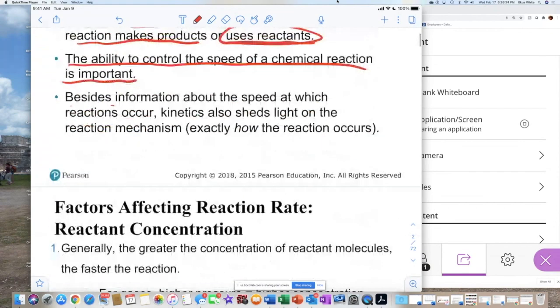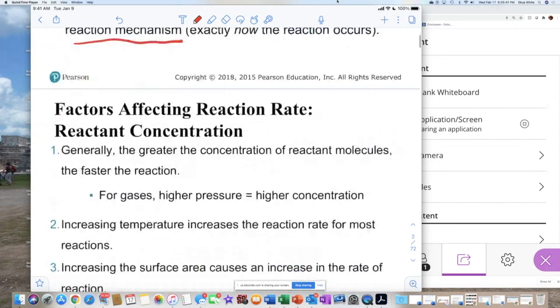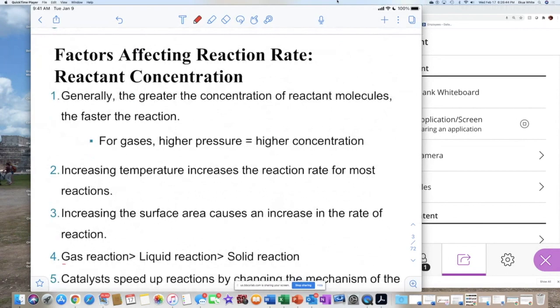The ability to control the speed of the chemical reaction is very important. Sometimes we want the chemical reaction to occur faster. If that's our goal, we want to know how to influence the speed of the reaction without damaging or stopping it. Besides studying the speed, we're going to be looking at the reaction mechanism. So I'm going to go straight to the factors affecting the rate of the reaction.